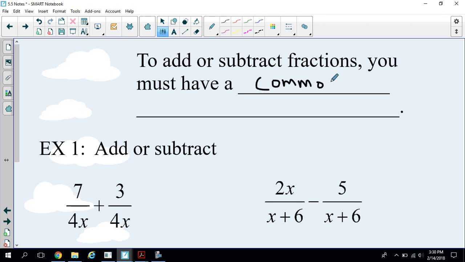That means when you have two fractions, you need to make sure that the denominators are exactly the same. When they're exactly the same, that allows you to add the numerators.